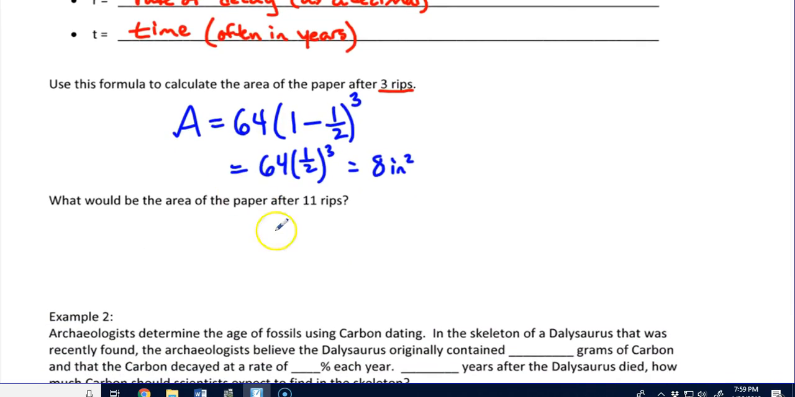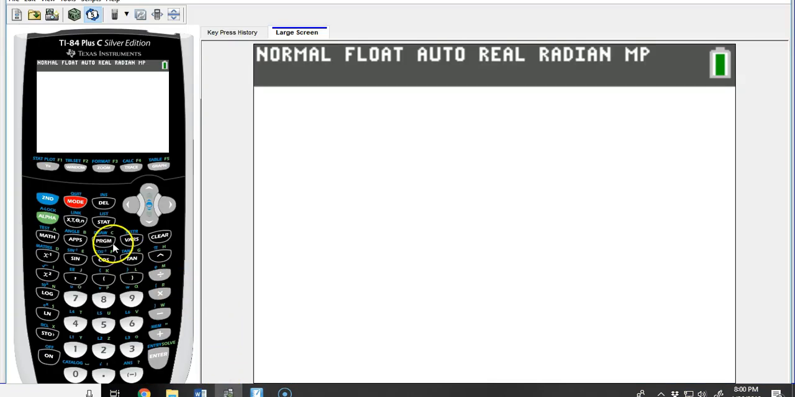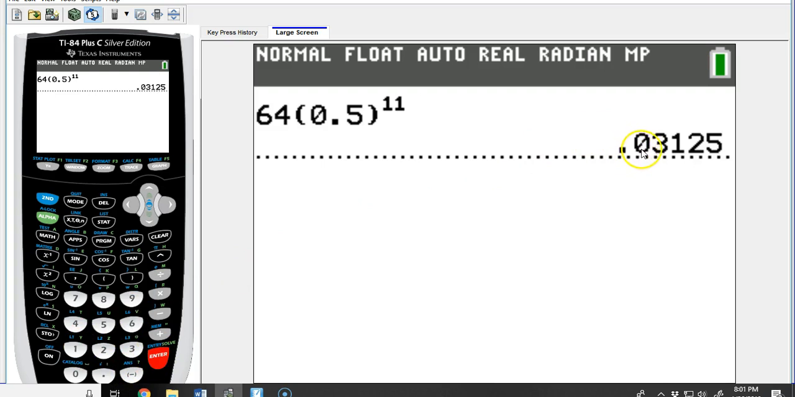Well, our table didn't extend out to 11 rips. Let's have you find out the amount of area after 11 rips. Then please play the recording. Okay, so hopefully you've paused. We're going to have to grab our calculator to find that out. I don't know half to the 11th off the top of my head, but we'll do 64, and then you can just put in 0.5 if you don't want to go fractional, raised to the 11th power. So, 0.03125 square inches.